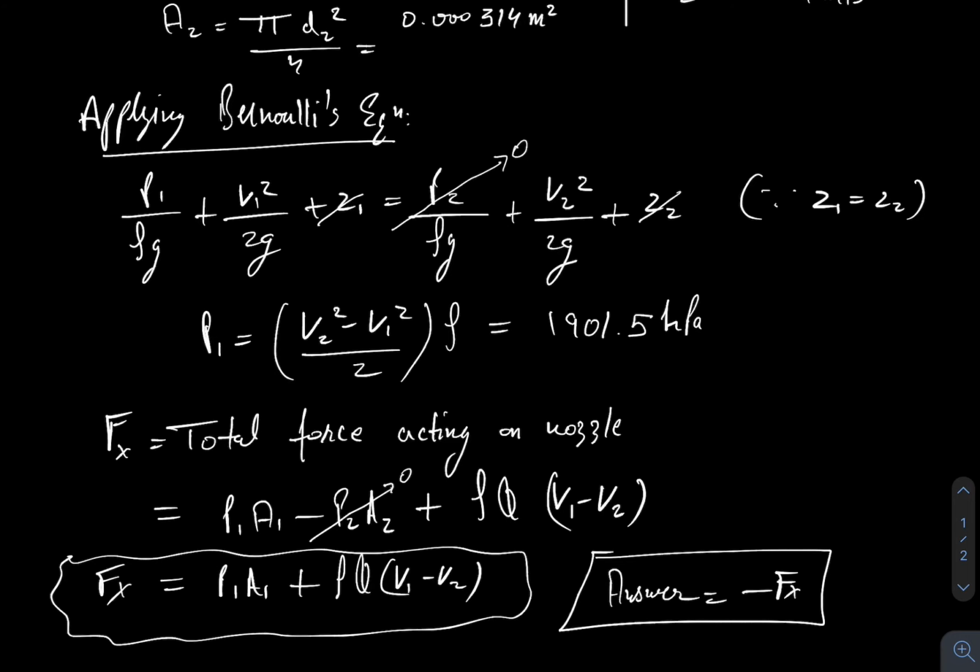I hope you can put the values here and calculate the answer. We know all the values. We have calculated P1, we know the value of A1, rho is 1000, Q is given in the question, and V1 and V2 we have already calculated. So you can easily calculate the value of Fx, which is the force acting on nozzle, and with the reversal of sign, minus Fx will be the force acting on water. So you see, in this question we have applied all three equations that we have studied till now: the continuity equation, the Bernoulli's equation, and the momentum equation.